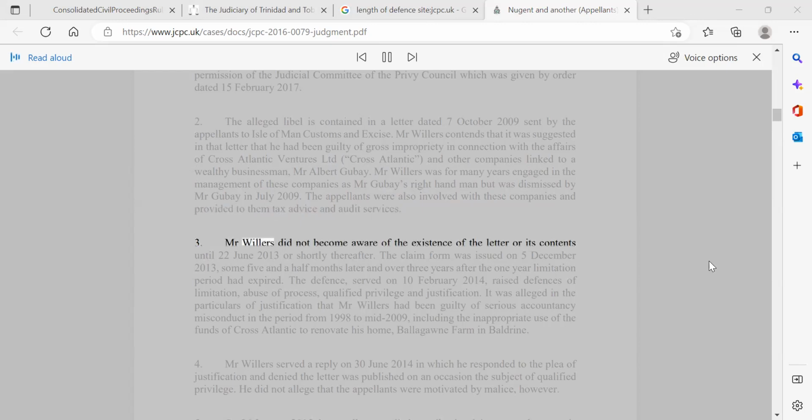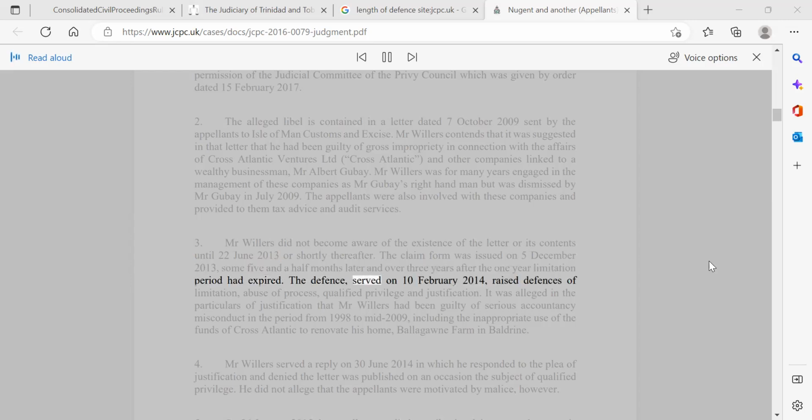3. Mr. Willers did not become aware of the existence of the letter or its contents until June 22, 2013 or shortly thereafter. The claim form was issued on December 5, 2013, some 5.5 months later and over 3 years after the one-year limitation period had expired.